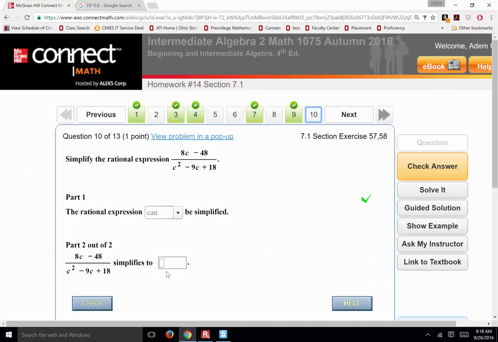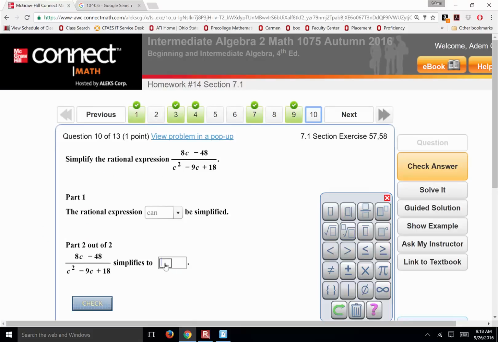It can be simplified. We actually factored and canceled something, and the result was c minus 6 divide, no, this is not correct. So reset, start with a fraction, then type in c minus 6. No, it wasn't c minus 6. What was it? 8. And then c minus 6 over c minus 3. Thank you.